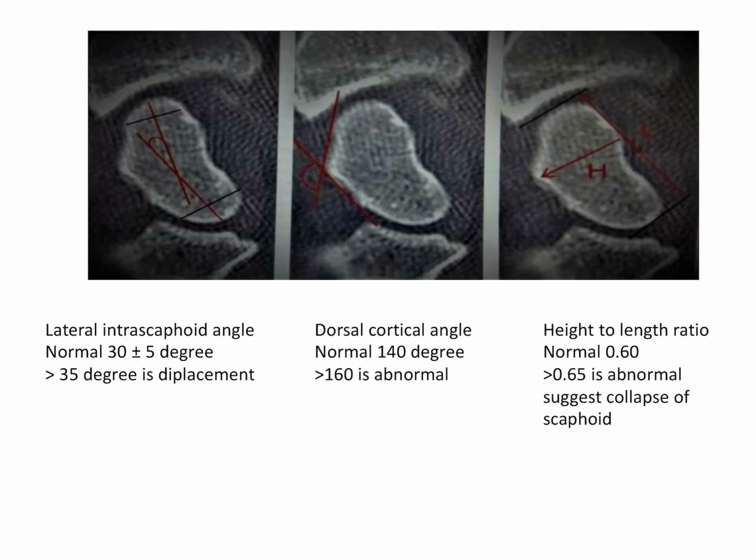Lateral intrascaphoid angle normal is this, but more than 35 degrees shows the displacement. Here the dorsal cortical angle more than 160 degrees is abnormal, and the height to length ratio normal is 0.60, while more than 0.65 is abnormal. Next.